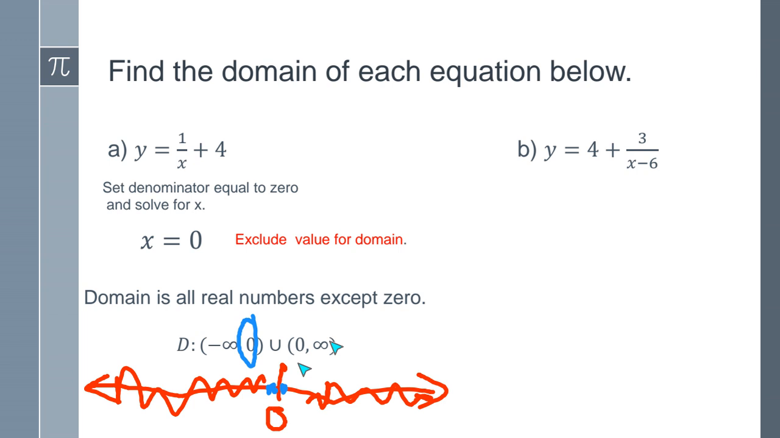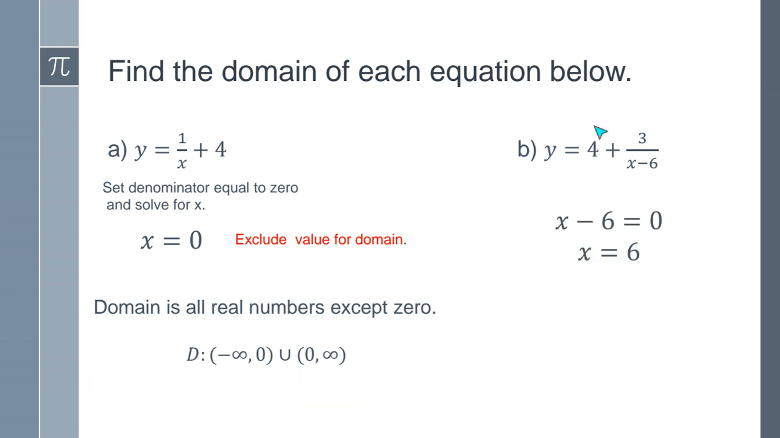So let's try another example. So I have an equation. I see a fraction. I have a variable in the denominator. So that should give us a red flag. That means we have some restrictions. So to find it, we can set x minus 6 equal to 0. Solve for x, so we get x equals 6. This tells me that the domain is going to be all real numbers except for 6.